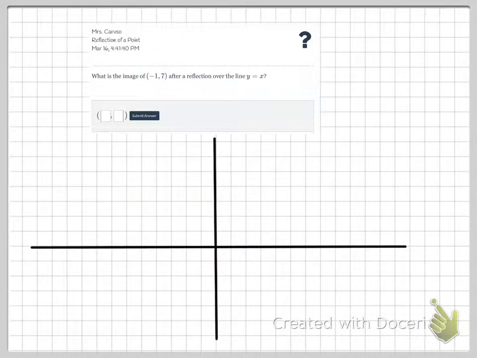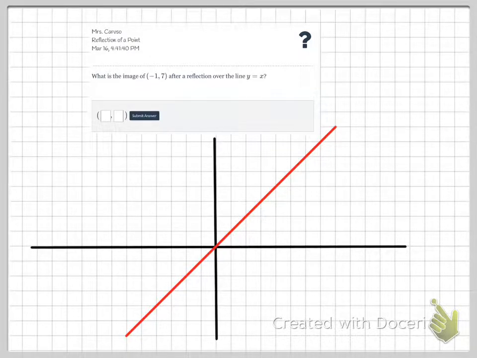Okay, so here's another question. What is the image of negative 1, 7 after a reflection over the line y equals x? Well, you'll start to remember what the line y equals x looks like, not equals to. You'll start to remember it looks like this. And then you'll plot your point, right? I think I already have my point. Let's see if we can find negative 1, 7. Oh, I hope I go high enough.